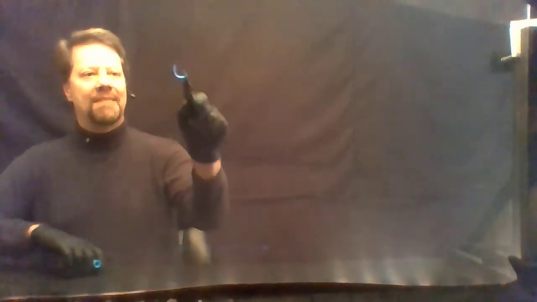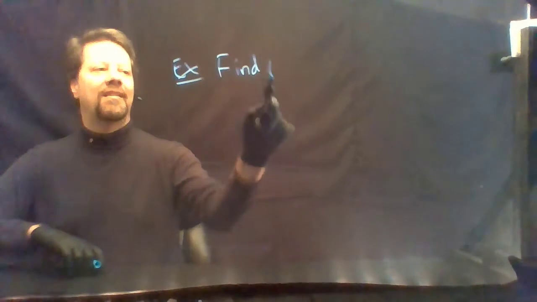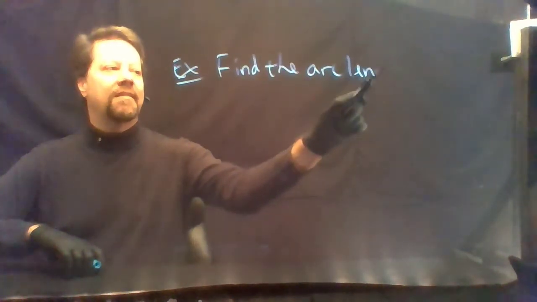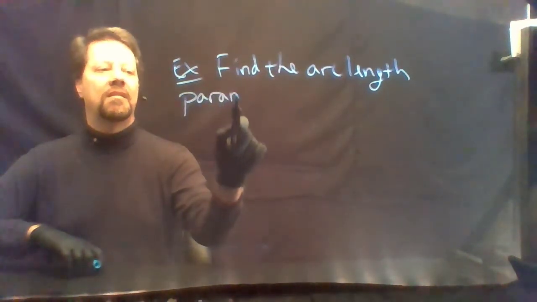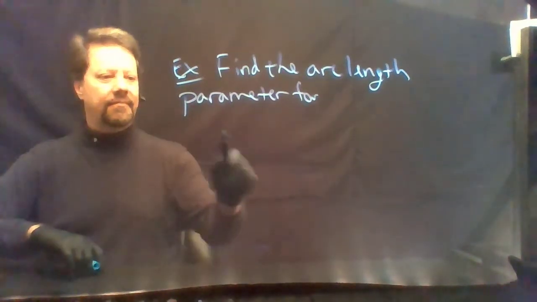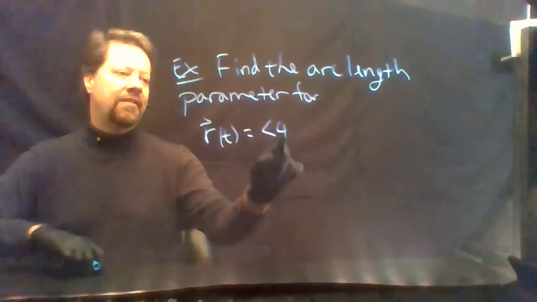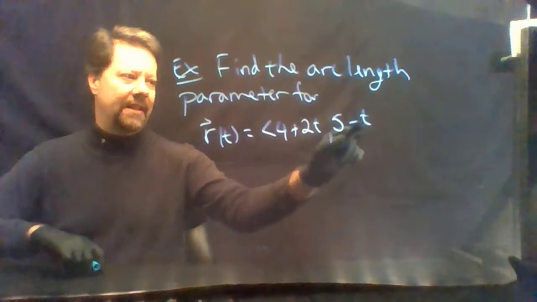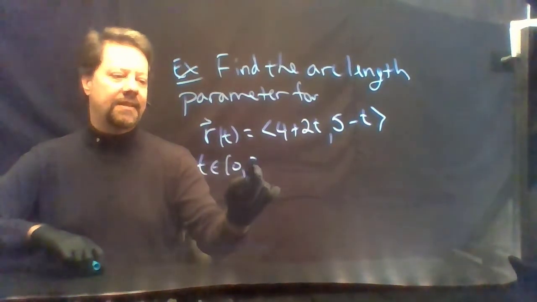Let me give you another example. Find the arc length parameter for r of t equals, let's say, 4 plus 2t, 5 minus t, where t runs from 0 to, let's say, 2.